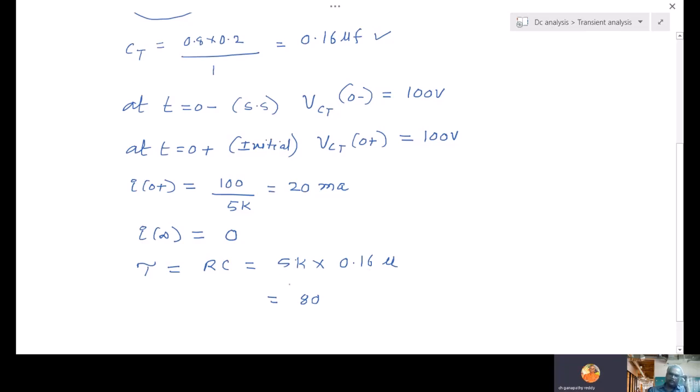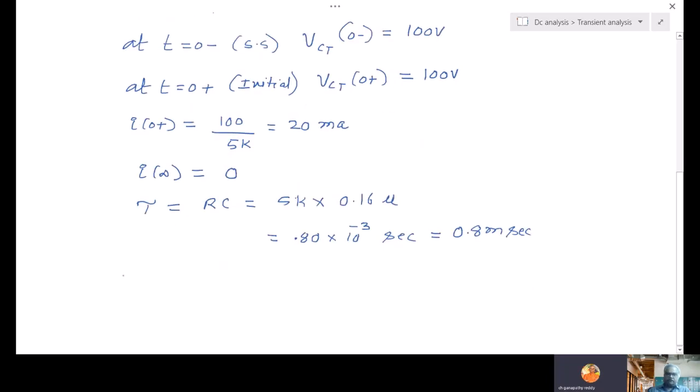6.16 into 5, so you get 0.8 into 10 power 3, 10 power minus 6 micro, so effectively 10 power minus 3 seconds. So 0.8 into 10 power minus 3, or 0.8 milliseconds. You can also write 0.8 milliseconds is the time constant.